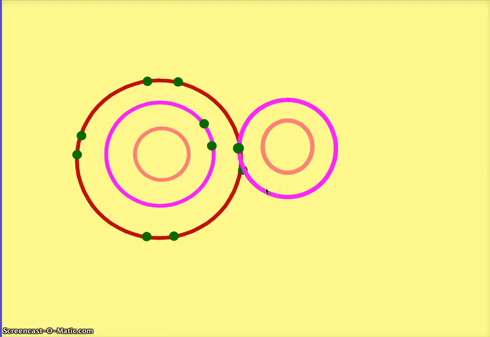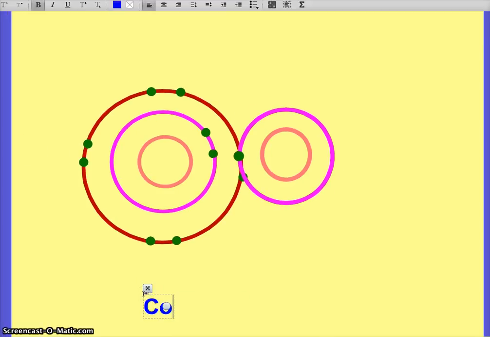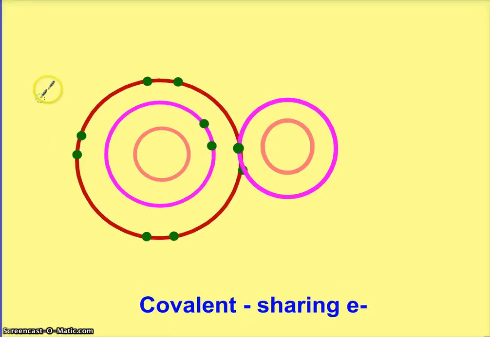What happened now? Who could tell me? It's a covalent bond. How do we know this? Because they're sharing electrons. Okay? What happens if I do this? Who could tell me?